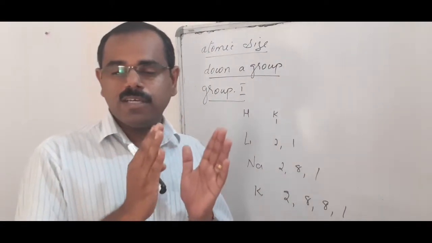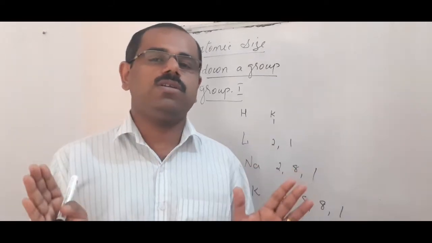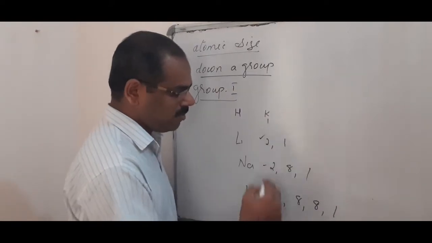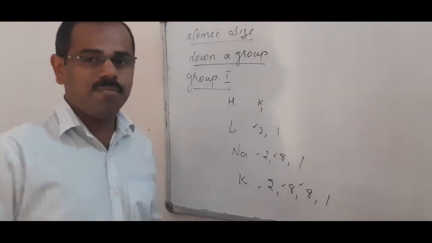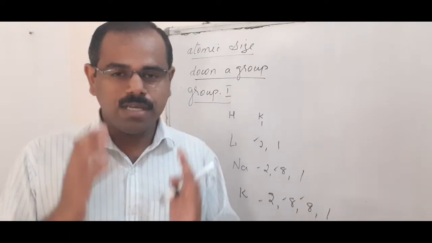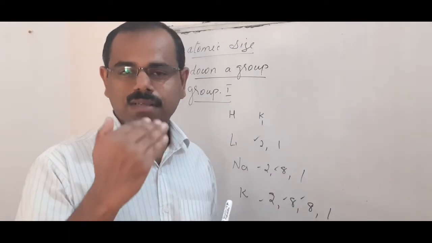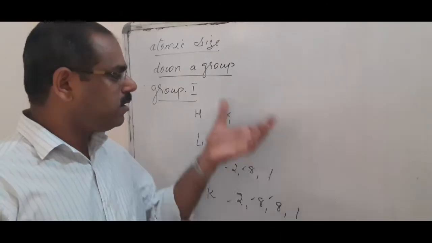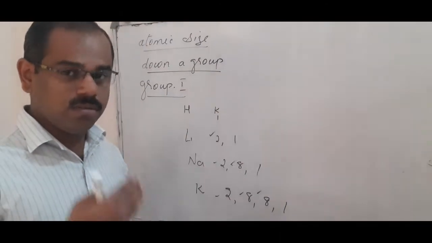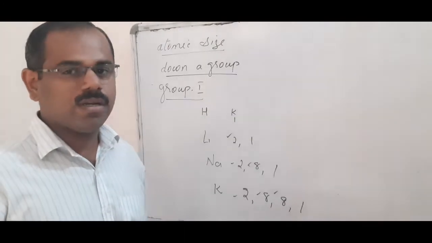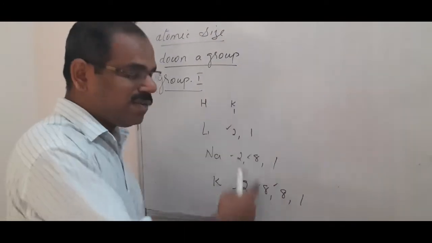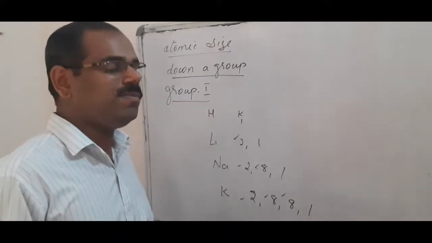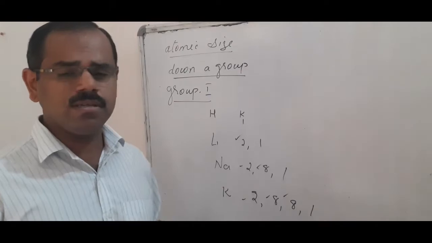Always nuclear pulling is very effective on the outer shell, as the inner shells are completed. Inner shells are completed, so the nuclear pulling is always effective on the outer shell. So down a group, we observe the nuclear charge increases. Even though the nuclear charge increases, the nuclear pulling on the outer shell decreases down a group.